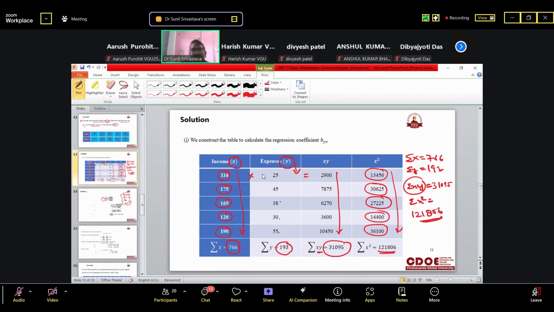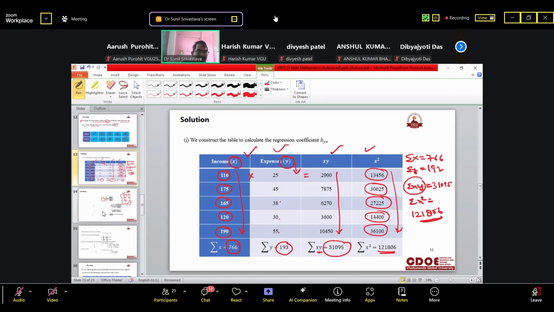So before preparing the table, I suggest you write the formula first. If you write the formula, you will know how many columns and how many rows, and what values we require for our preparation. Then we can prepare the table accordingly. Firstly, we have to find the summation of X, summation of Y, summation of XY, and summation of X square. So 4 columns must be there, and we find the values by taking the summation of all the things.